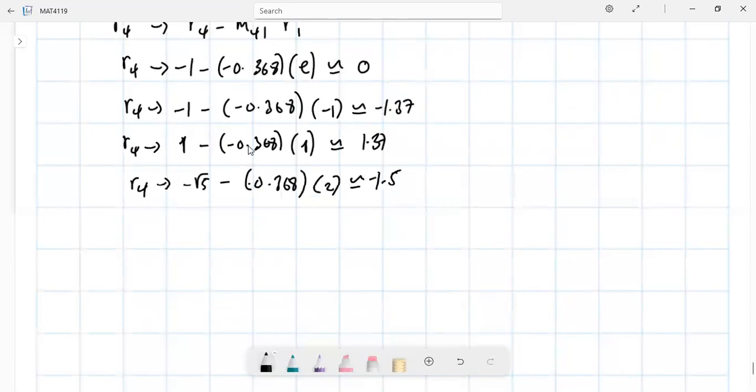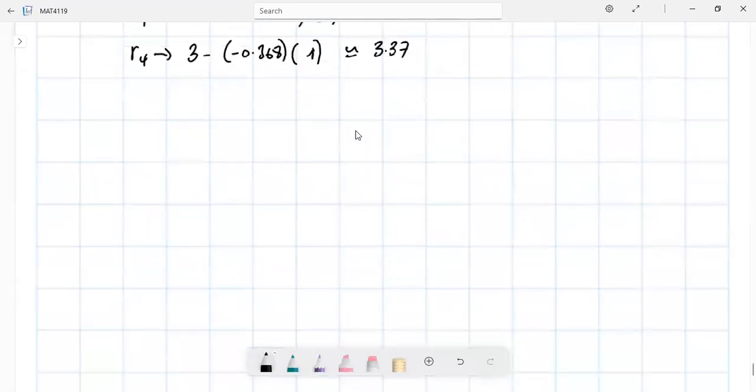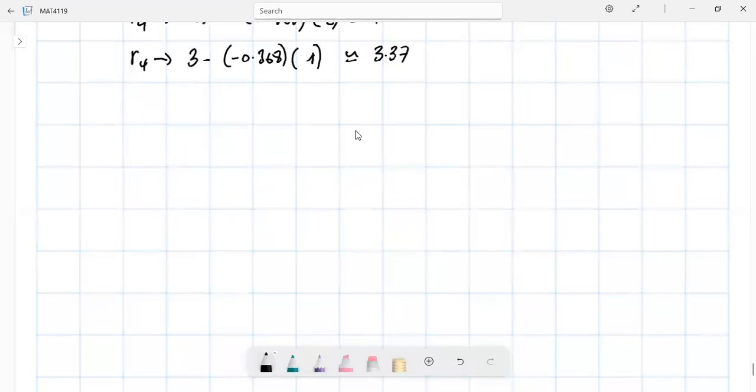And then the last element we're going to reduce in row 4 is, of course, 3. So this is 3 minus negative 0.368 times the element in the first row, which is 1. This becomes approximately 3.37. Okay, so now from this information, we're going to write a new matrix. Remember that the first row is the one that hasn't changed, and everything else has changed. So this is our new matrix.